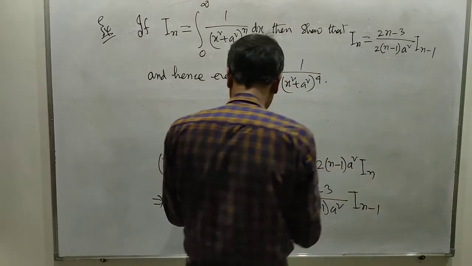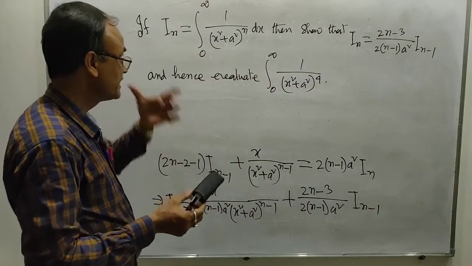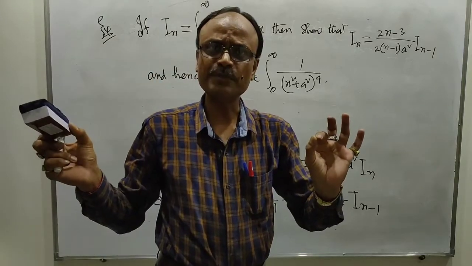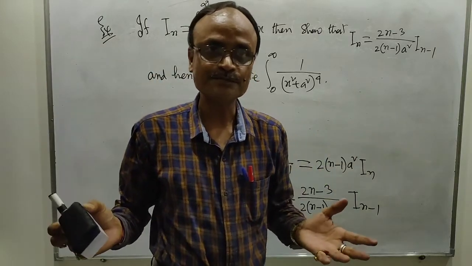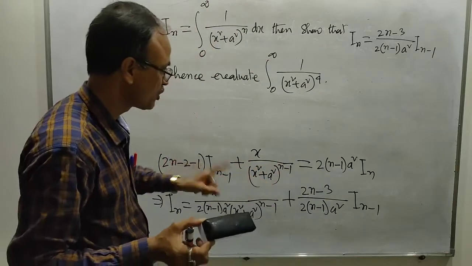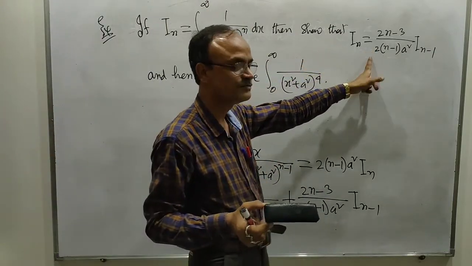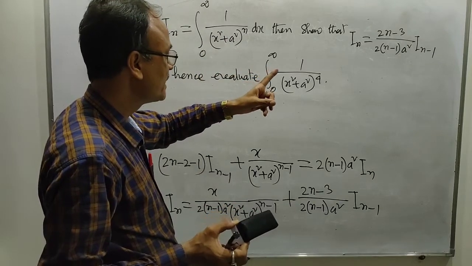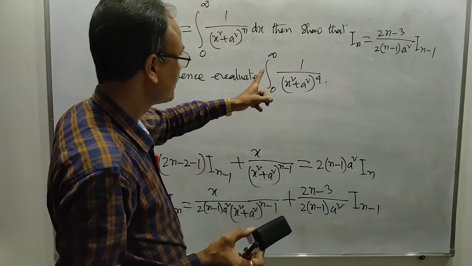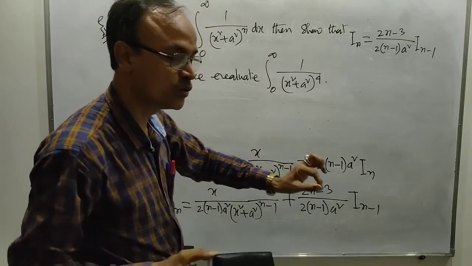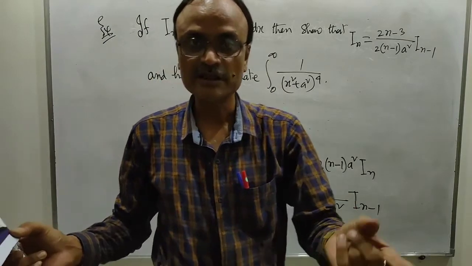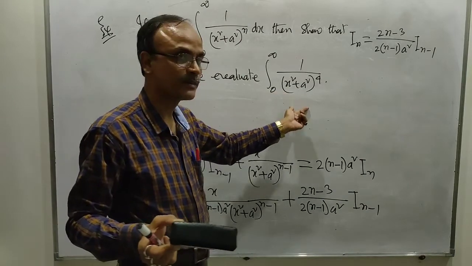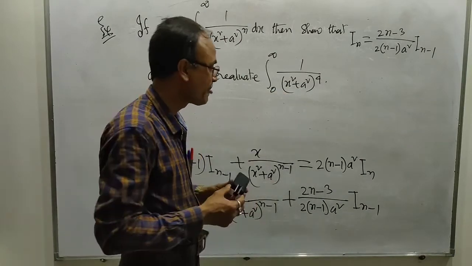You see, if I_n is equal to this, we have to find a reduction formula. I think this reduction formula will be equal to this. I am going to apply a reduction formula, and that reduction formula will be applied to evaluate this one, 0 to infinity 1 by (x² + a²) to the power 4.